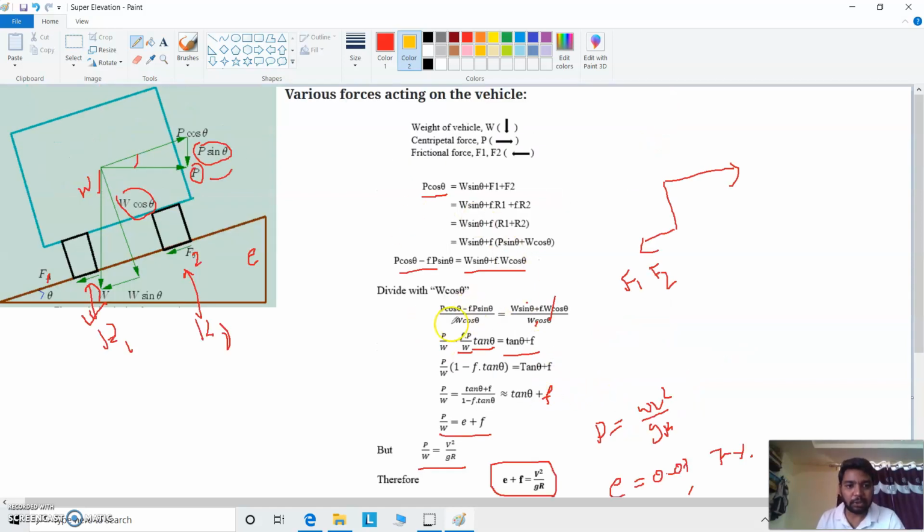So this derivation is most important along with this diagram. This will be asked many times in the exam. So in the next class, I'll start discussing the problems on super elevation, right?